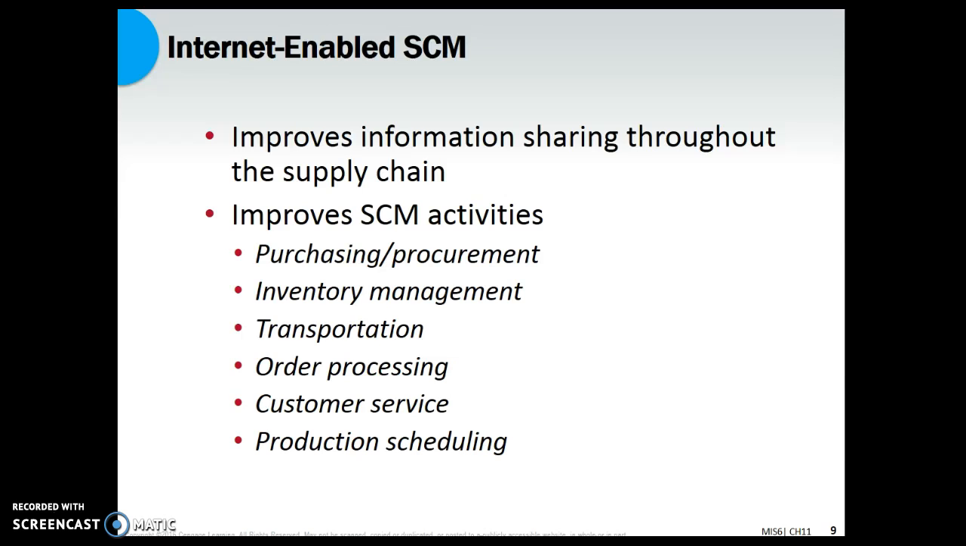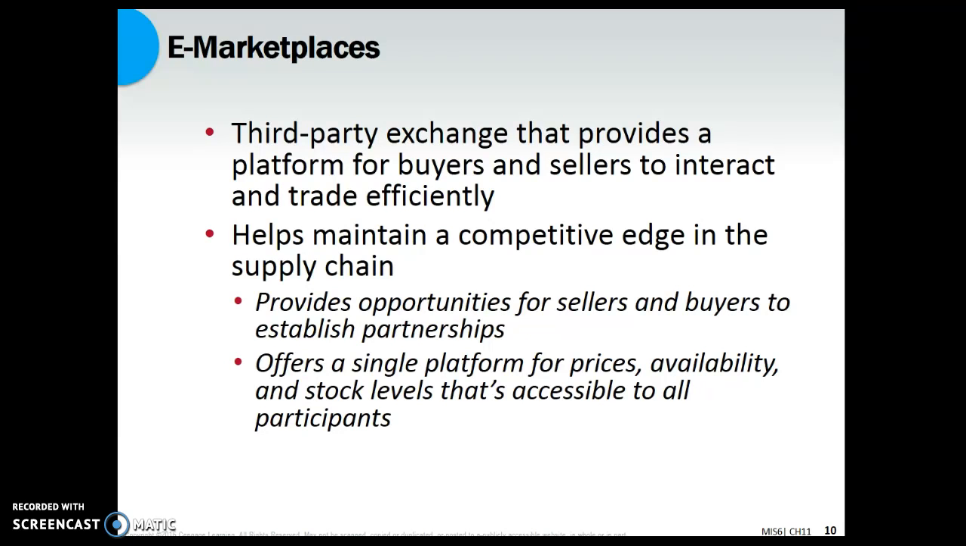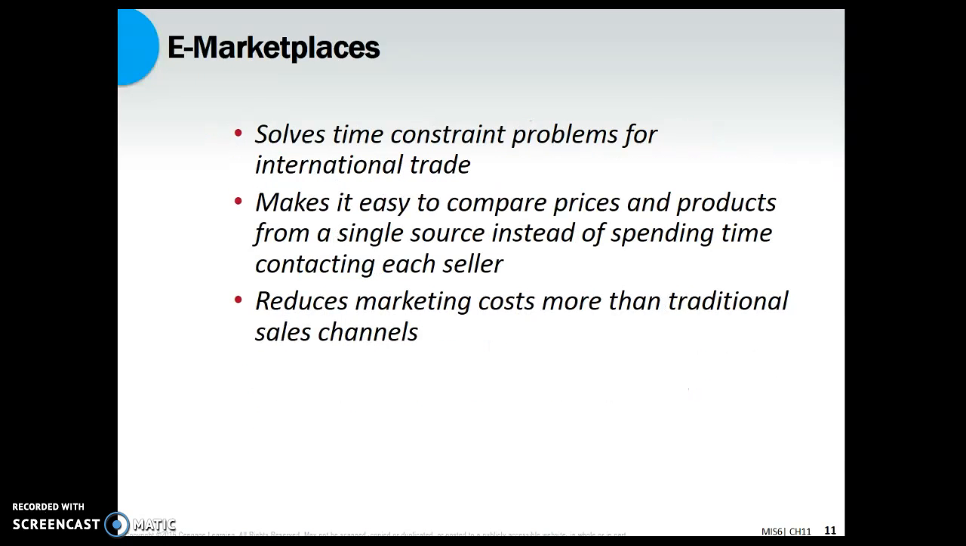We're also going to talk about SCM, and what that does is it improves information sharing through the supply chain. So there are also what are called e-marketplaces, which buyers and sellers go to interact and trade efficiently. It helps you to maintain a competitive edge in the supply chain. So e-marketplaces solve time constraint problems. They allow you to make comparisons of prices and products, and they reduce marketing costs.